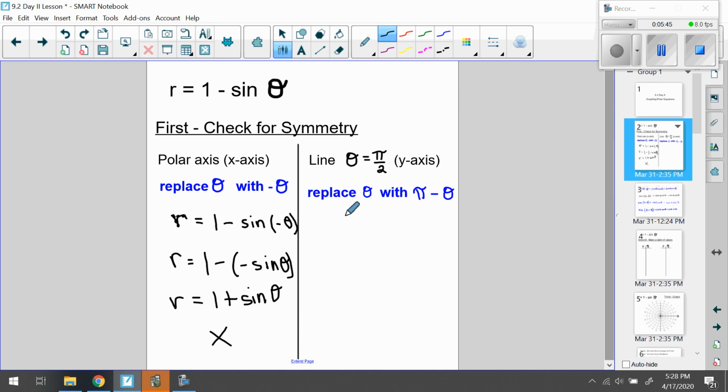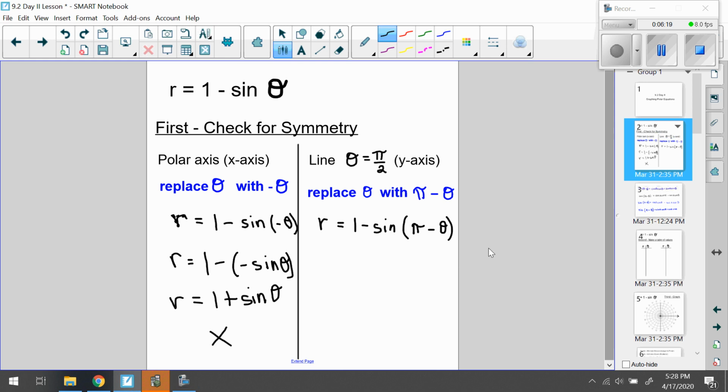So then for checking over the line theta equals pi over 2, we're going to replace theta with pi minus theta. So we're going to do r equals 1 minus sine, and instead of theta, we're going to plug in pi minus theta. So then when I look at this, I'm like, okay, well, how do we simplify this? How do I find out whether this is the same or not?